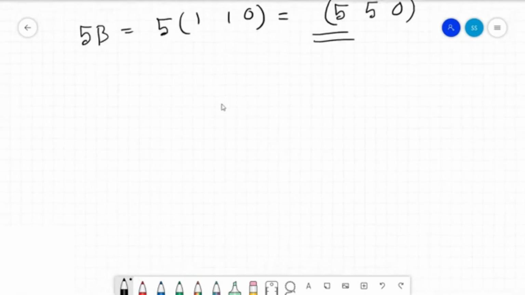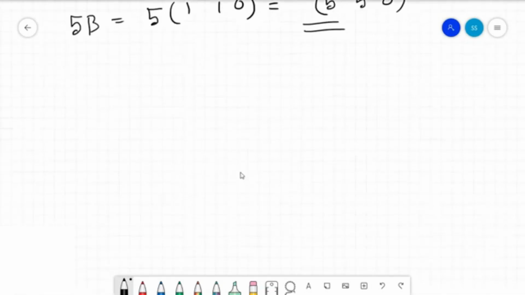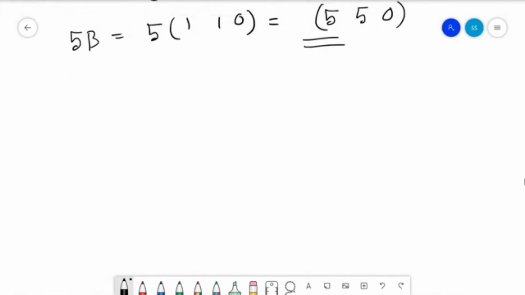And now let's talk about some properties of addition of matrices. That is, we want to talk about some properties. Let me use another color, green, let's say. Properties of addition and scalar multiplication.